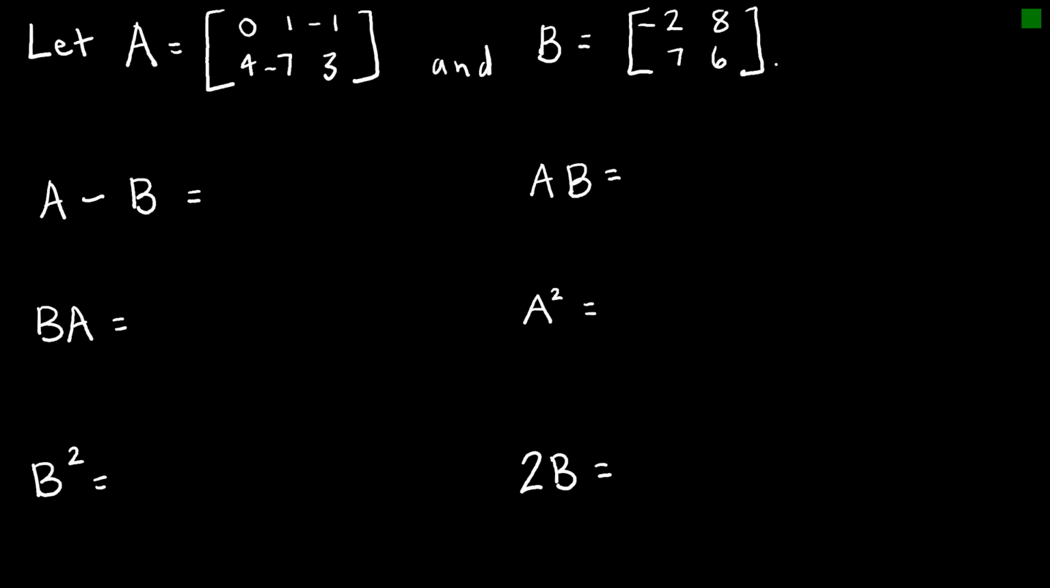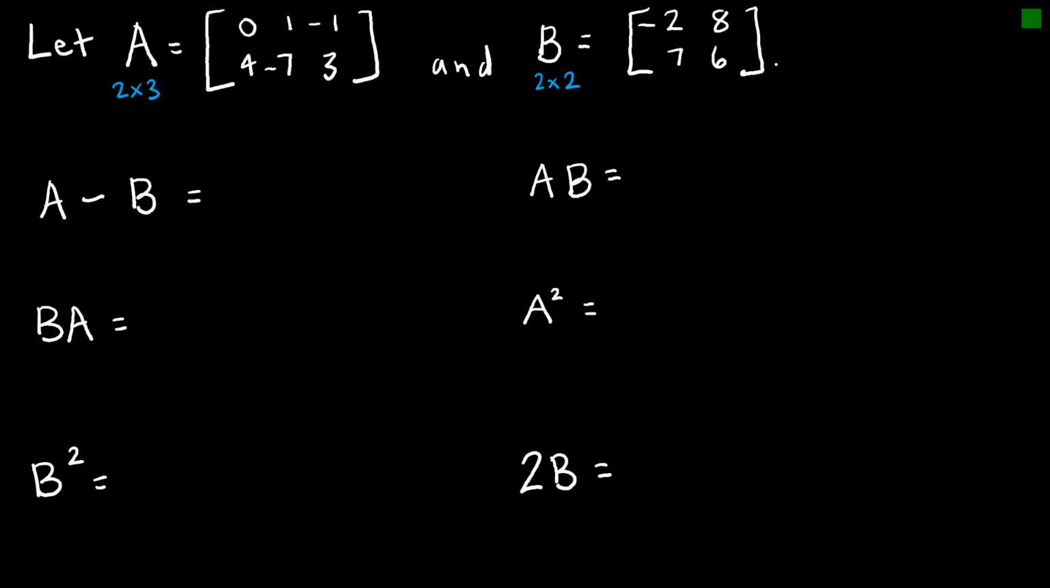So here are some questions for us to try, and we're just going to work through these together. But if you'd like to, you can certainly press pause, try all 6 of these questions, and then press play to see how you did. So I have 2 matrices here, A is a 2 by 3 matrix, and B is a 2 by 2 matrix, and I'm asked to find a lot of different things.